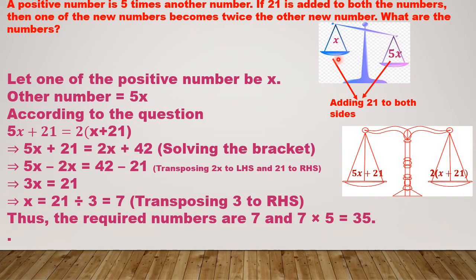When will it become equal to 5x plus 21? When you multiply it with 2. So we multiplied the smaller number with 2. Another important thing is that you have to remember to put the bracket while multiplying with 2.